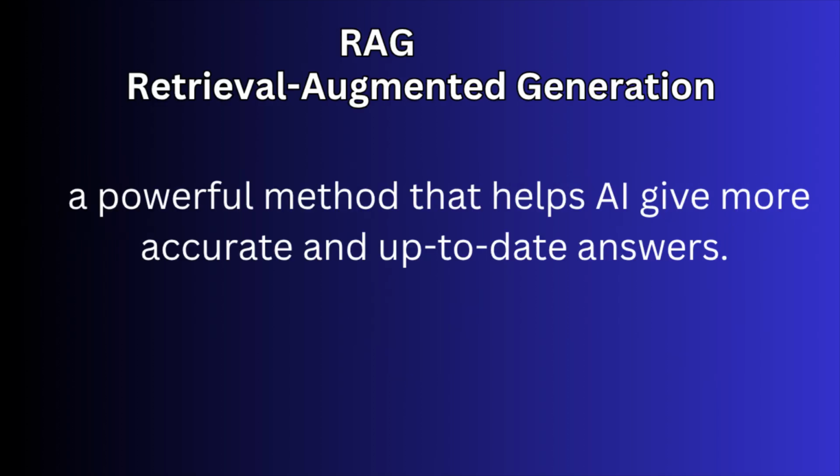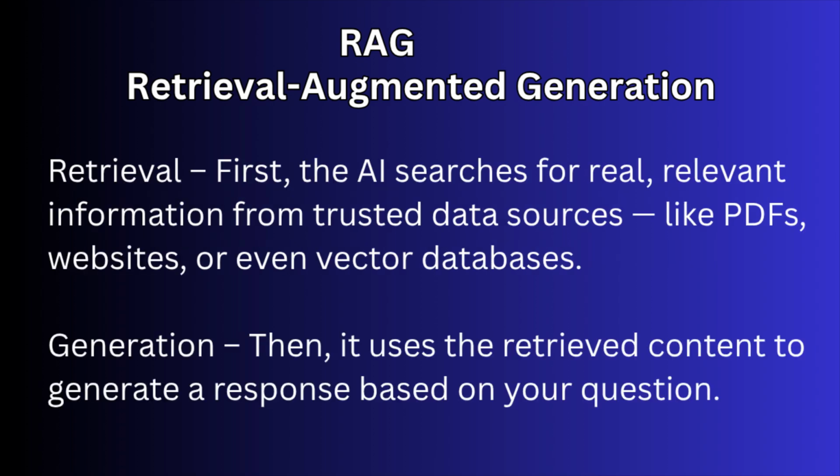Next on our list is RAG, which stands for Retrieval-Augmented Generation, a powerful method that helps AI give more accurate and up-to-date answers. So how does RAG work? It is a two-step process: retrieval and generation. First, retrieval: the AI searches for real, relevant information from trusted data sources like PDFs, websites, or even vector databases. Generation: then it uses the retrieved content to generate a response based on your question.